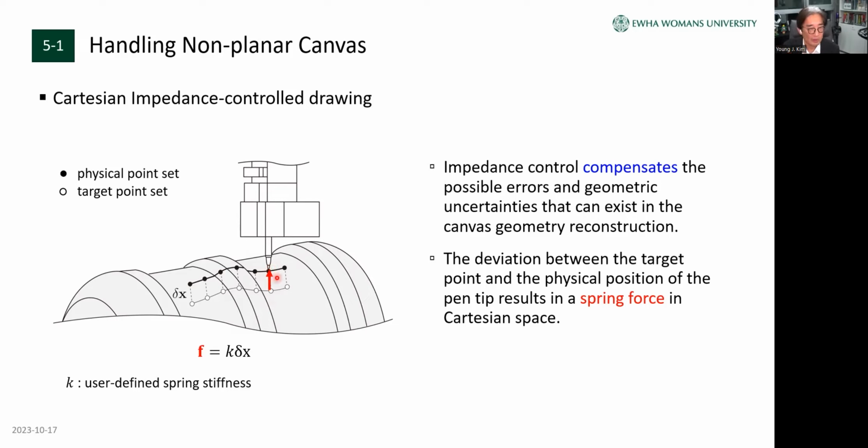By observing this idea, what we did was that since we do not know the exact canvas geometry, we slightly overestimate the target point set, which hopefully is a little bit beneath the physical point set. And then by using this difference as an impedance, even though there is a slight difference between this target and the physical point, since we have the compliance along this direction, we can still manage to draw a clean drawing on the surface. That's how we cope with uncertainties in the geometry construction.